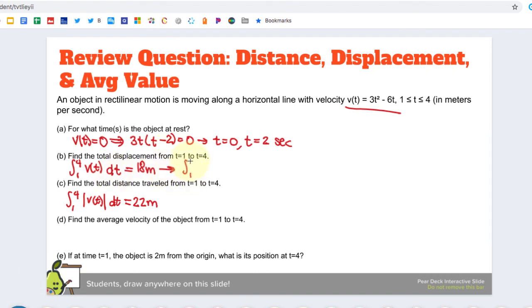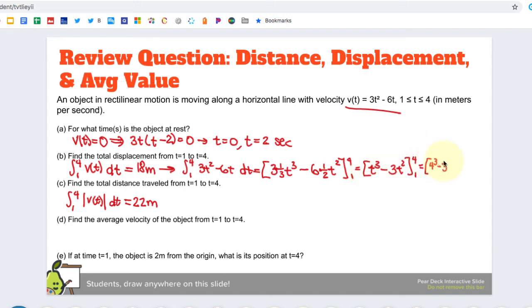So we would be doing the integral from 1 to 4 of 3t squared minus 6t dt. Antiderivative of 3t squared: leave the 3, add 1, divide by what we added. Minus, leave that 6, add 1, we have t squared, and then divide by what we added. Then we're evaluating from 1 to 4. Look, those cancel out beautifully: just t cubed minus 6 times 1/2 is 3, t squared from 1 to 4.